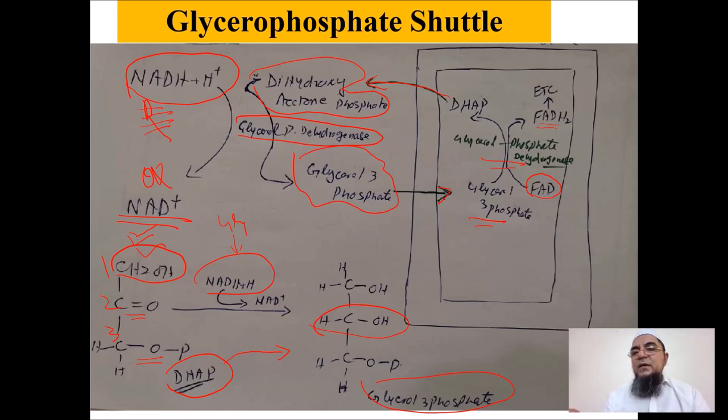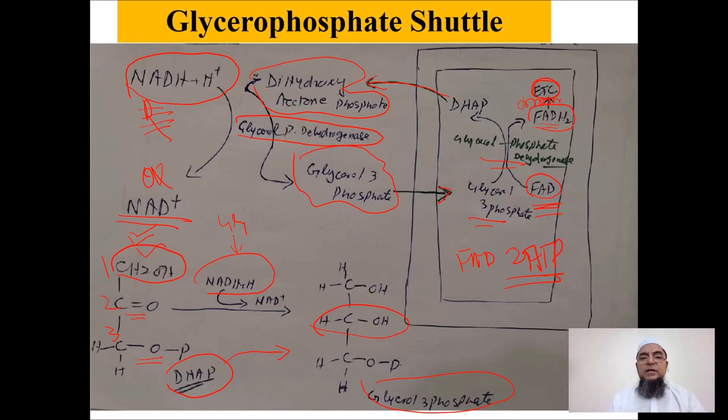But what will happen here? This FADH2, when it is formed, the inner acceptor is FAD, and then FADH2 will enter into the electron transport chain, and it will move in the electron transport chain and make energy. So we know from our previous knowledge that FADH2 will give us 2 ATP. So this glycerophosphate shuttle is a pathway where 1 ATP less is synthesized, because the inner acceptor is FAD instead of NAD.